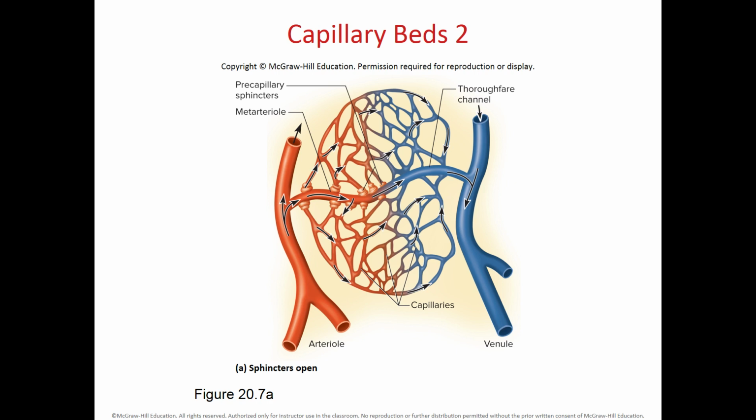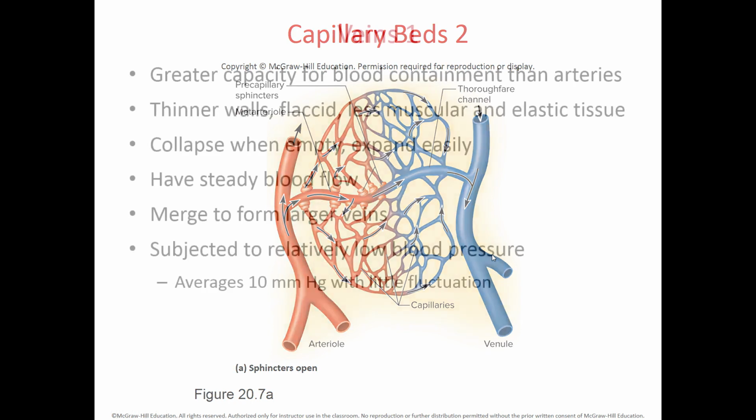And again, you already saw this. These are the capillary beds. And then we have these sphincters that when they constrict, they prevent blood going into these small capillaries, and then they allow the passage of blood directly from the arterioles into the venules.